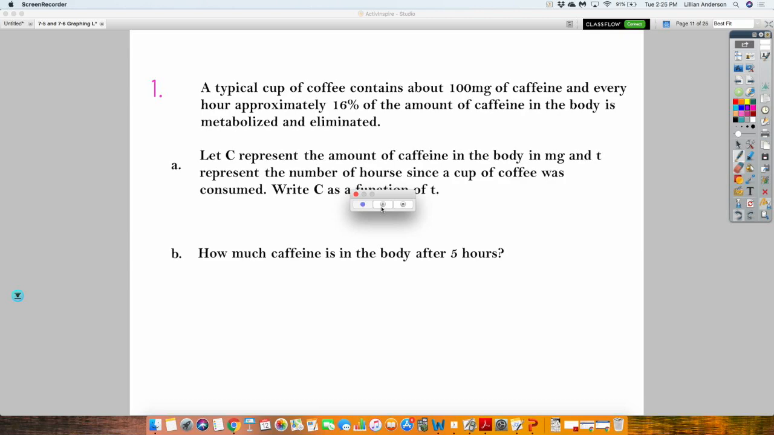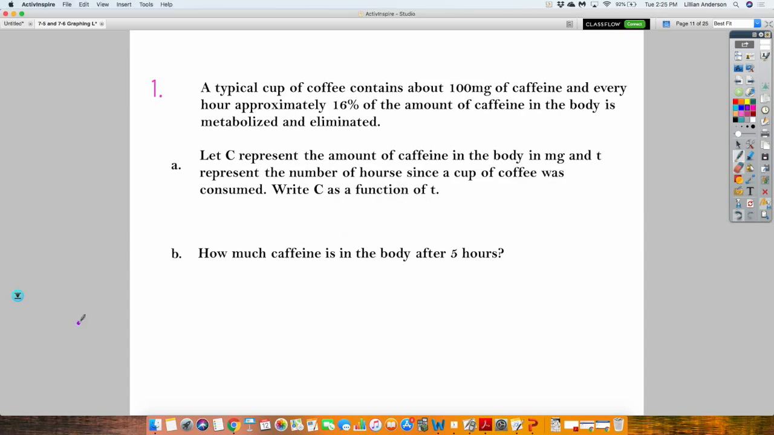Now, first of all, C as a function of T. Are they using X and Y? No. What's going to represent X in this problem? T, because usually X is the independent variable. That's the thing that's going to happen regardless. Time is going to happen regardless. But C is going to be your dependent variable. So that's going to represent Y, because it represents the amount of caffeine in the body as time goes forward.